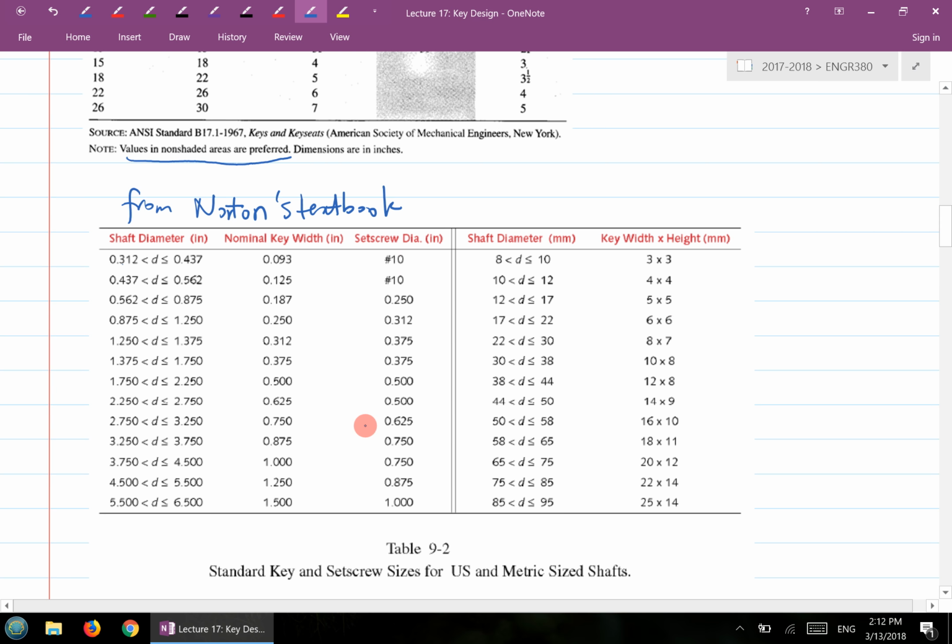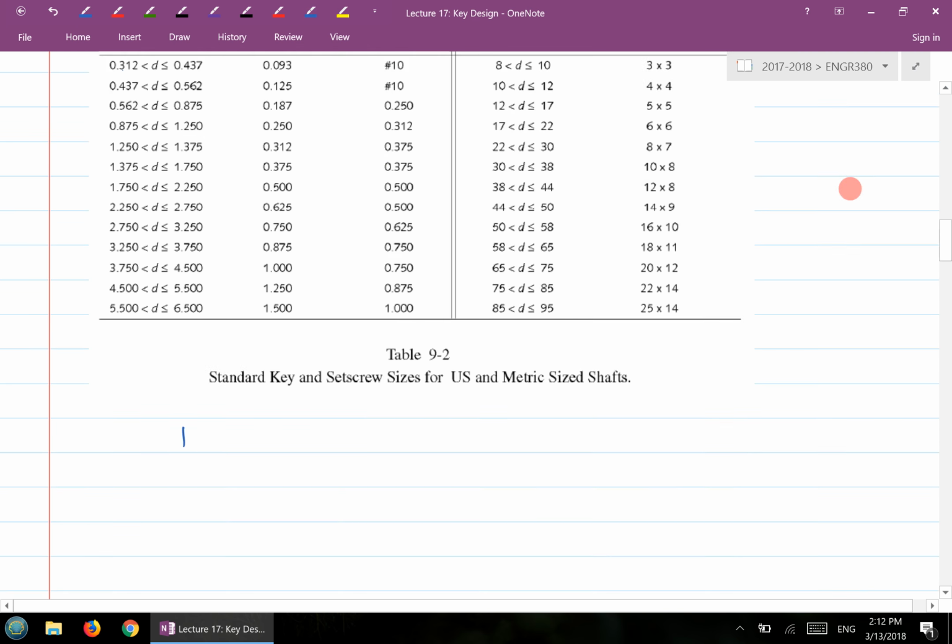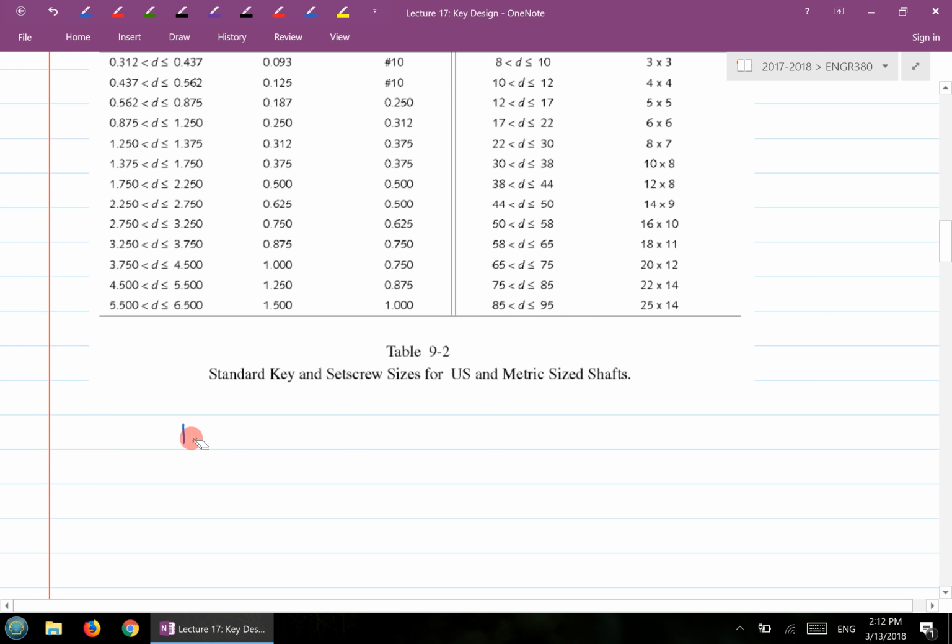Okay, so that size, right? In terms of design, you can use it as a reference for what size of set screw you should choose to satisfy the purpose here. Okay. So that's another piece of information. This is not in the textbook, but you can make use of it if needed.